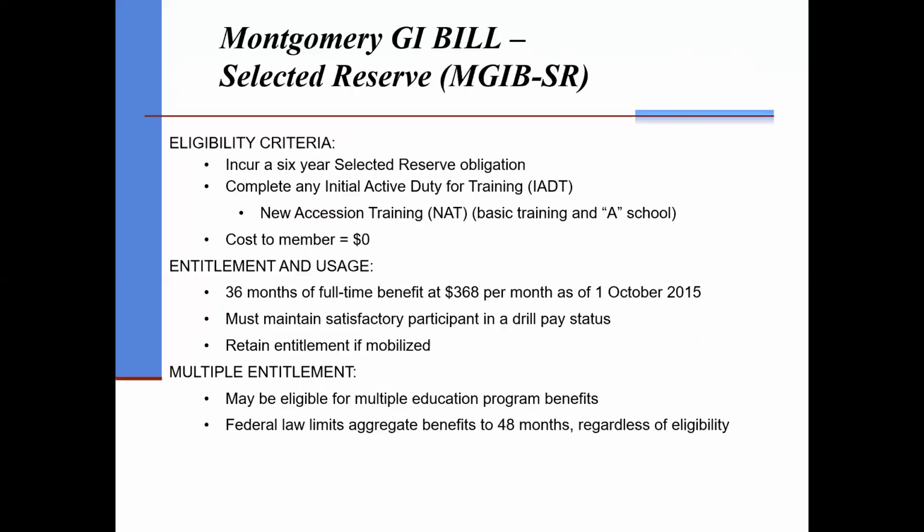Eligibility criteria. Must incur a 6-year selected reserve obligation. Complete an initial active duty for training, IADT. New accession training, NAT, Basic Training and A School. Cost to member $0. Entitlement and usage. 36 months of full-time benefits at $368 per month as of 1 October 2015. Must maintain satisfactory participation in a drill status. Retain entitlement if mobilized. Multiple entitlement: may be eligible for multiple educational program benefits. Federal law limits aggregate benefits to 48 months regardless of eligibility.